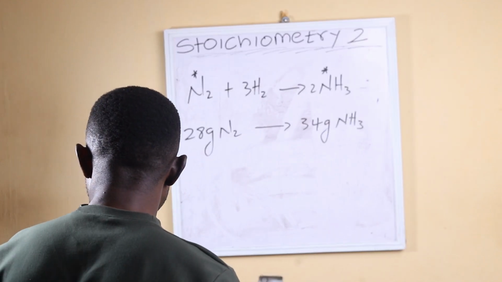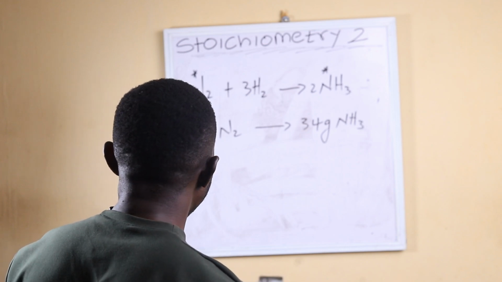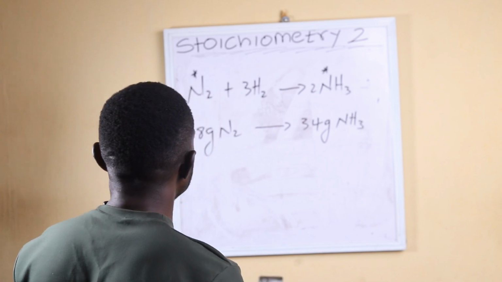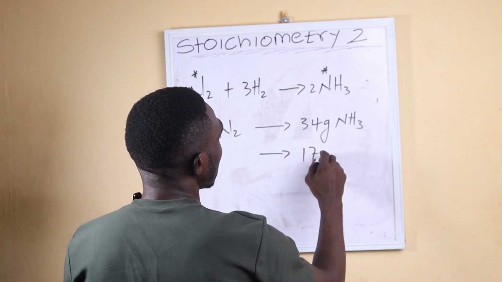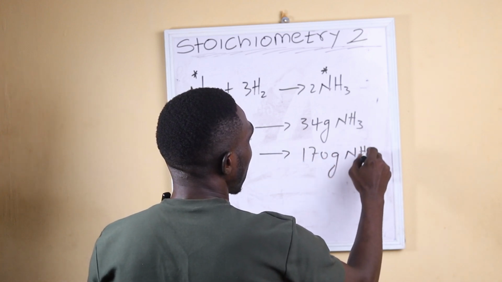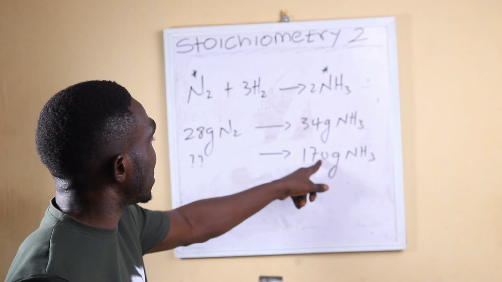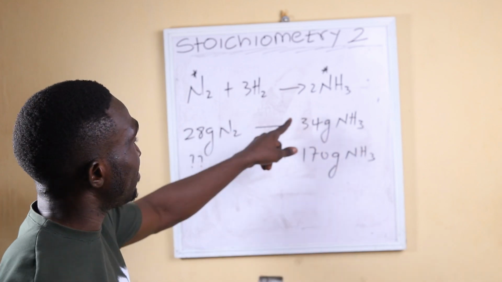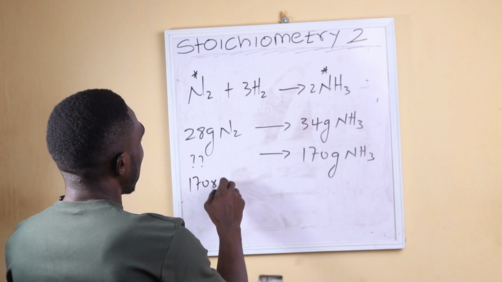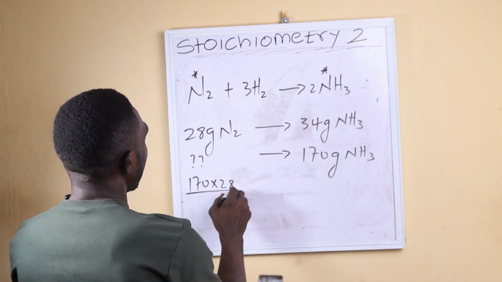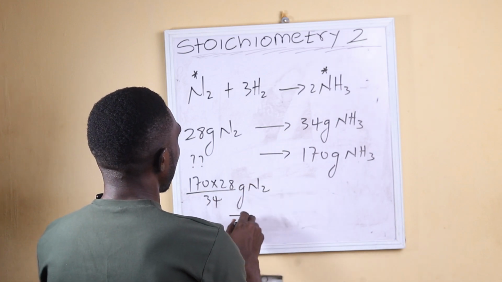Now we are looking for how many grams of nitrogen will be required to produce 170 grams of ammonia? So what do we do? We're going to cross multiply. So I'm going to be multiplying 170 by 28 and dividing by 34. So I have that 170 times 28 divided by 34. Whatever answer I get here is in grams of nitrogen. So what's it going to be?